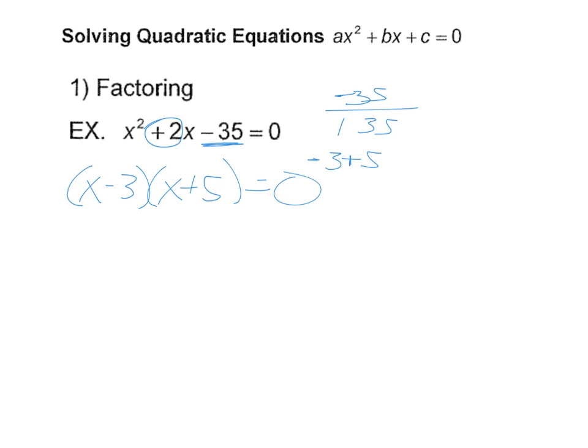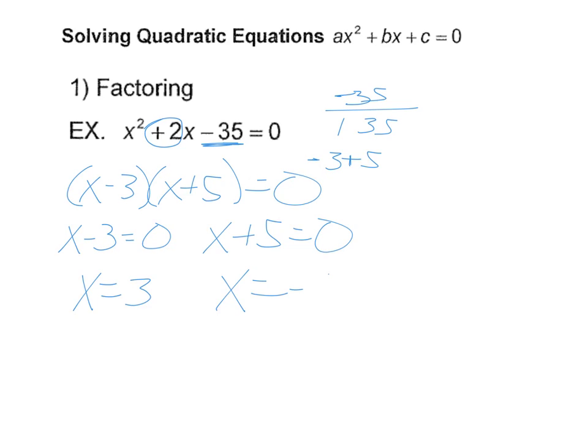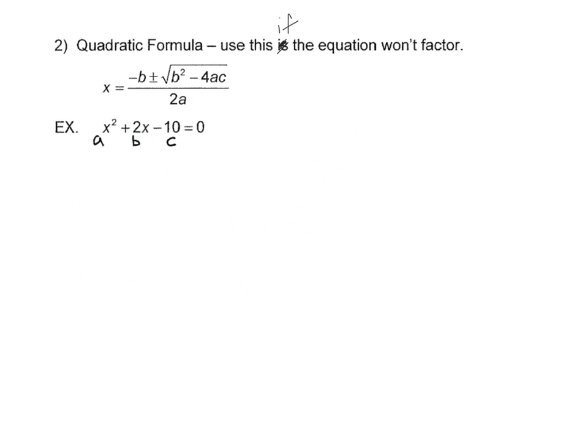Then when it's factored, you'll set each factor equal to 0. X minus 3 equals 0. X plus 5 equals 0. You can actually skip writing that step if you want. Then add 3 and subtract 5. So x is positive 3 or negative 5, and you could plug those numbers back in to check your equation to see if you got it right.